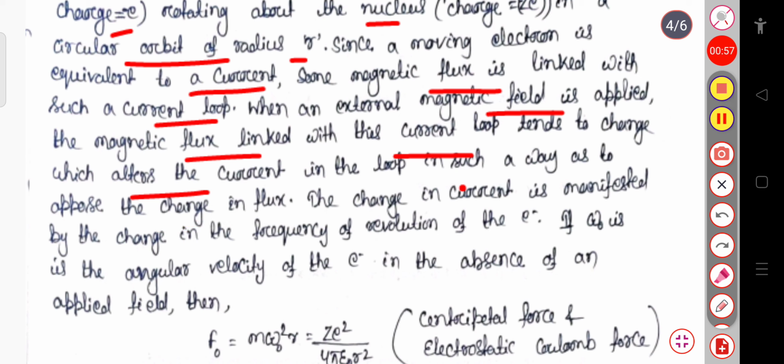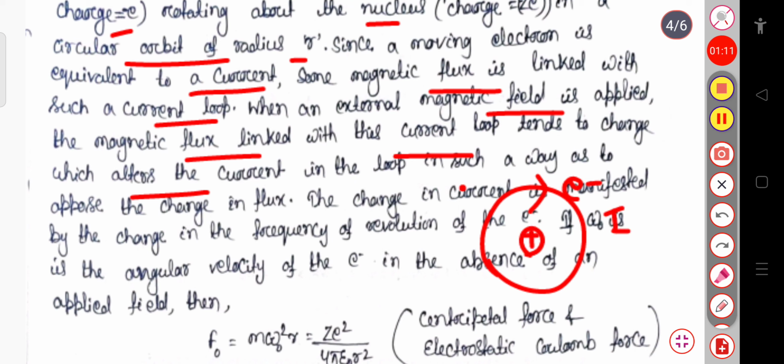Suppose this is my circular orbit where the electron is revolving. Because of this revolution of the electron around this nucleus, some current will flow in this circular loop. Because of this current, there will be a magnetic field, or a magnetic flux linked with this coil.